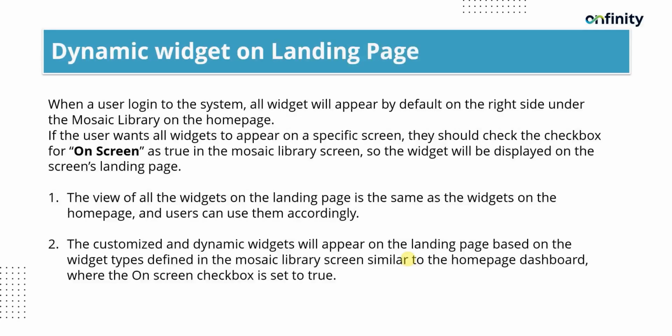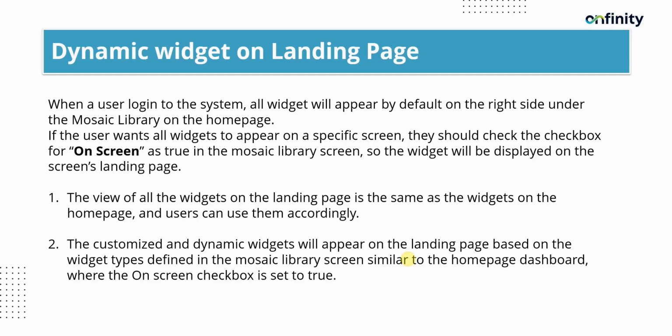When a user logs into the system, all widgets will appear by default on the right side of the homepage, under the Mosaic Library. If the user desires all widgets to appear on a specific screen, they should set the on-screen checkbox to true in the Mosaic Library screen. Consequently, the widget will display on that screen's landing page. The appearance of all widgets on the landing page is identical to those on the home page, allowing the user to interact with them consistently. Customized and dynamic widgets will appear on the landing page based on the widget types defined in the Mosaic Library screen. This is similar to the homepage dashboard where the on-screen checkbox is enabled.